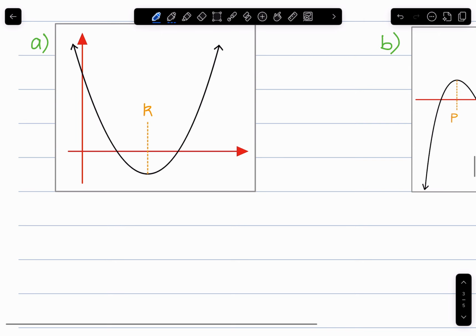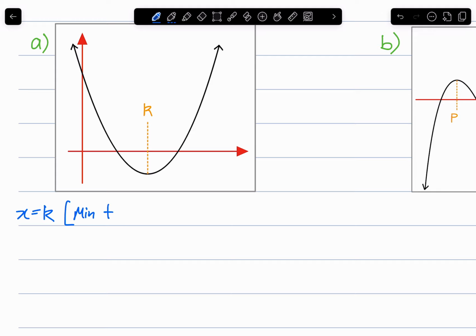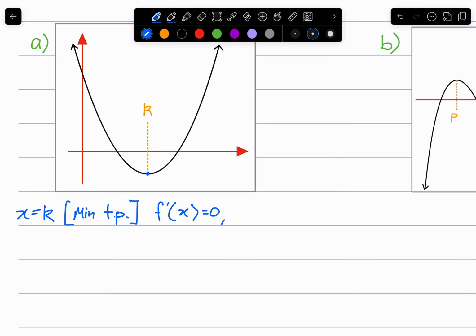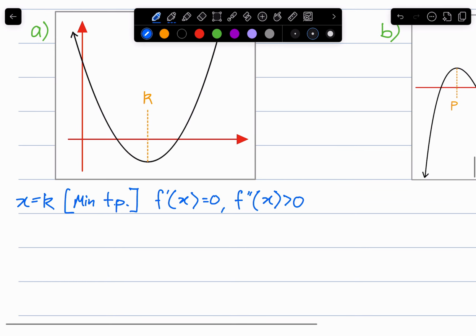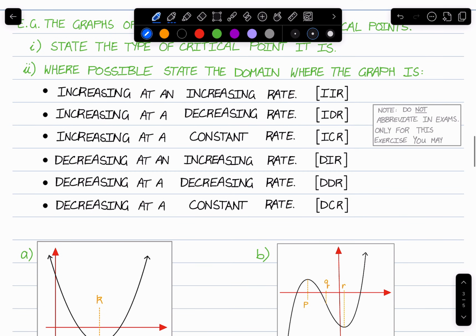So this first point, let's first take a look at k. X equals k. We can visually see this is a minimum turning point. And we can see that f prime of x is 0 because it'll be a flat tangent. And since this point is on a portion of the graph that is concave up, we can say f double prime is greater than 0.